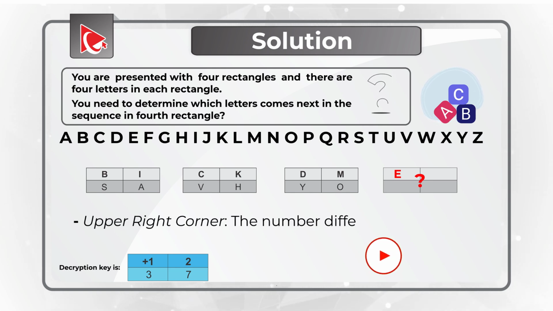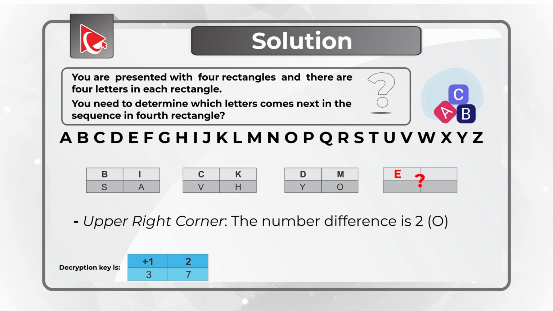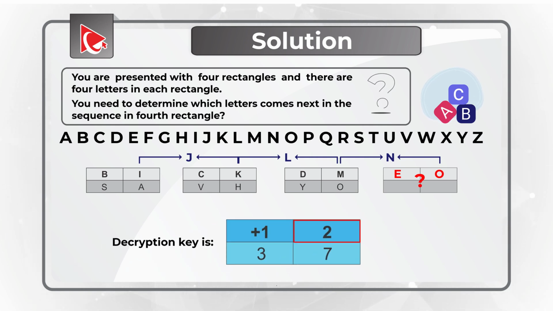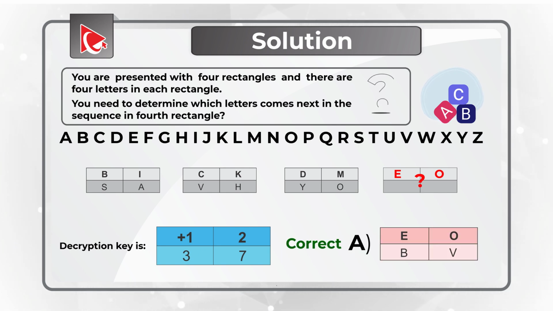And then you see that in the main sequence, the letters are I, K, and M. And if you know the English alphabet, H, I, J, which is missing, K, L, next is M, and O, which means that the increment is 2, which matches the second number in our decryption key. If we look at the answer, we already know that the correct choice here is choice A, because the upper row letters are E and O only in this choice.